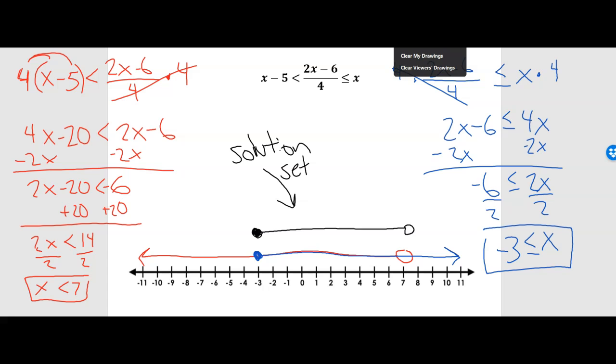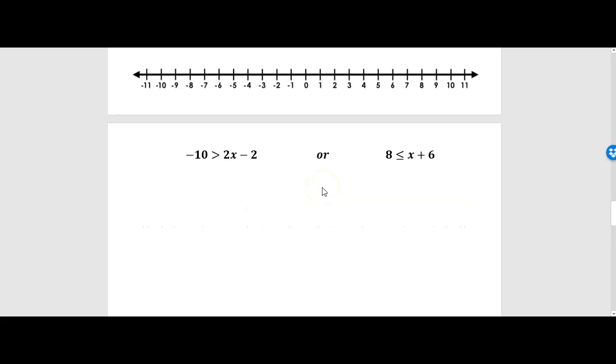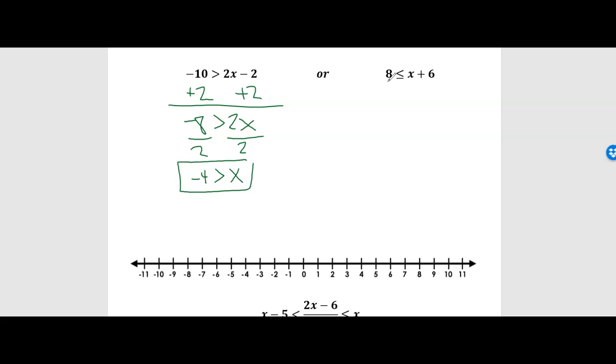Okay, one more. We'll do another or inequality just so you get another chance at that as well. We'll do the one right above it. It's nice because or inequalities are usually already separated for us, so we just have to go ahead and solve. I'm going to add 2 to both sides. So I'm going to get negative 8 is greater than 2x. Divide by 2. And I get x is less than negative 4. So that's one of my solutions. The other one is a little easier, just a one step.